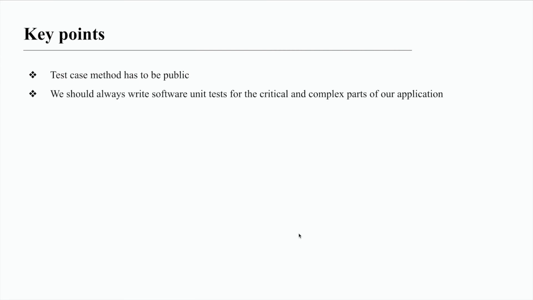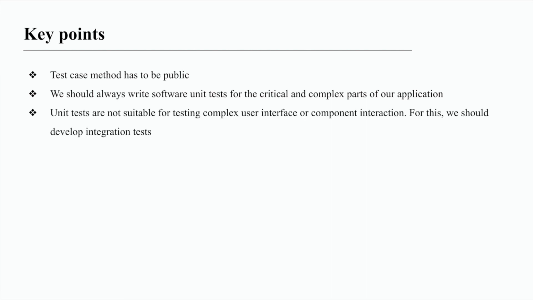We should always write software unit tests for the critical and complex parts of our application. In our code, there can be POJO classes wherein we have just getters and setters methods. Ideally we should not keep our focus on those classes. You should always create unit tests first for your core business logic. That should be your focus. Unit tests are not suitable for testing complex user interfaces or component interaction. That is not the main goal of unit testing. For that you need to create an integration test or a UI test.